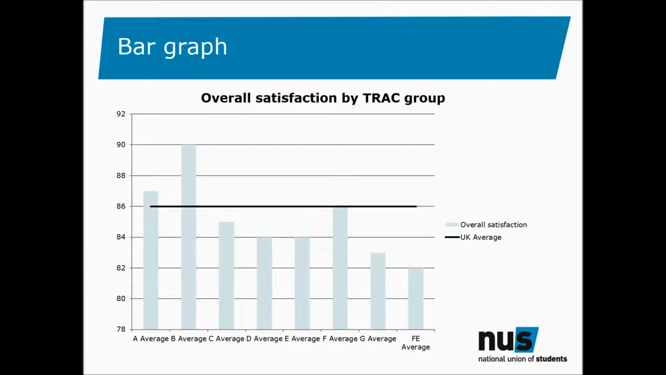Group A is large research-intensive institutions with a medical school. B is smaller but still research-focused institutions, and C to F are more teaching-oriented universities, descending in size and research income. Group G is specialist arts and music institutions, and the FE average is all colleges. You can see the line across the middle of the graph is the UK average score for overall satisfaction.